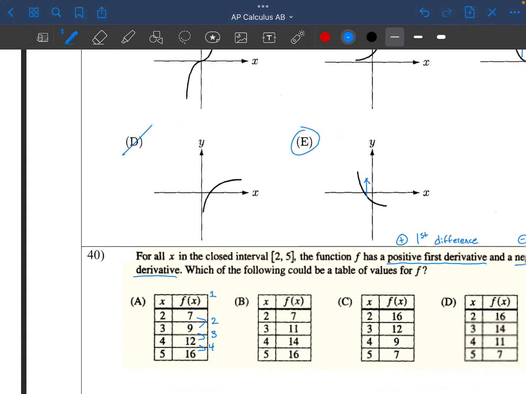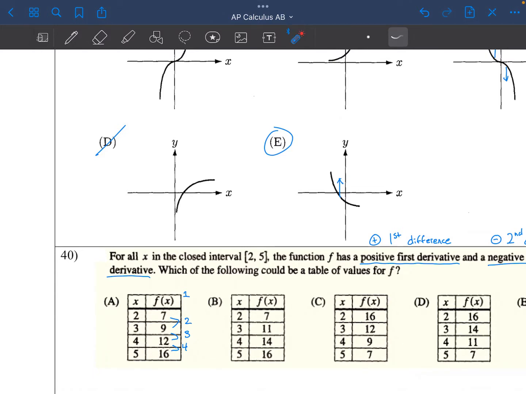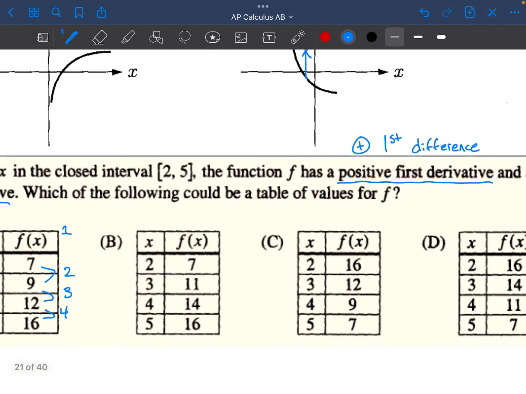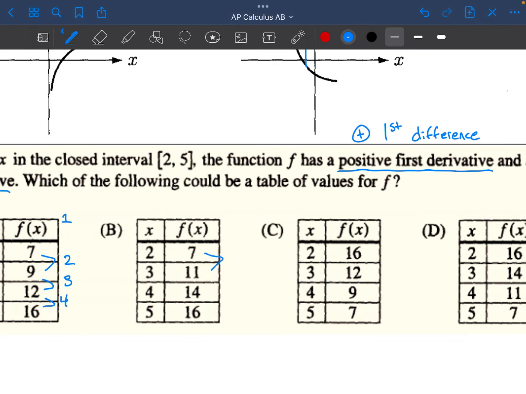So is that a good thing or is that a bad thing? Those are the first differences, and all the first differences have to be positive, so that was good. This is in the running. Now let's go ahead and do the first differences for all the tables, and then we'll come back and do the second differences for the remainders. To get from 7 to 11, you had to add 4. To get from 11 to 14, you had to add 3. To get from 14 to 16, you had to add 2. So far, so good. Those are all positive values.